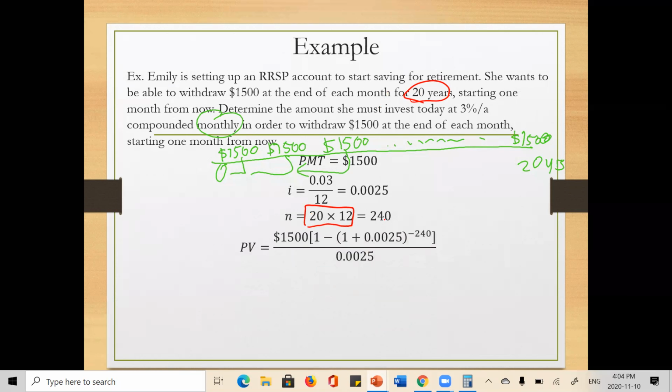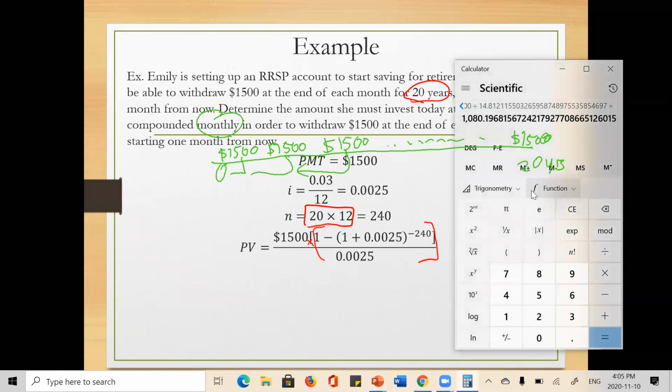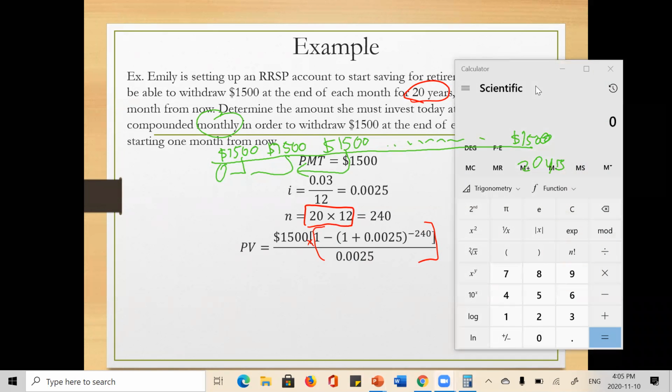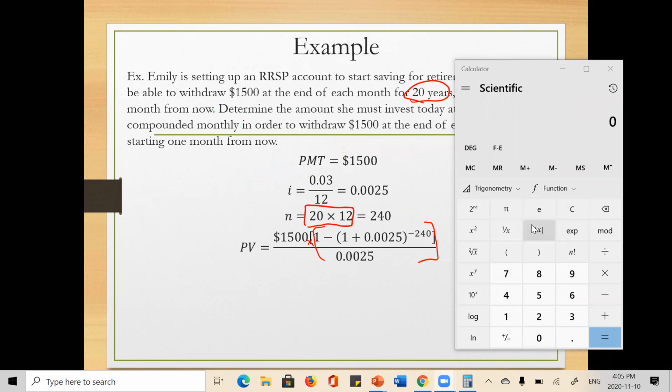So what I'm going to do now is simply sub this into my formula. So we have 1 minus 1.0025 to the power of negative 240, all divided by 1.0025, and then that gets multiplied by 1,500. Again, I would do this calculation first, so I'll just show you on a calculator how we do this.